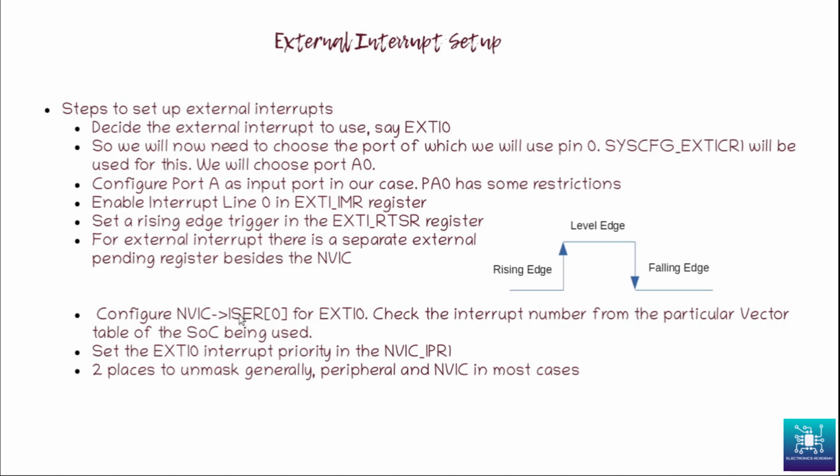There is actually a confusion that happens here, because setting line 0 here is bit 0, but here it is not bit 0. It is bit 6 in the ISER. Then we have to set the EXTI 0 interrupt priority in the NVIC priority register. And we are again repeating it, saying that there are two places to unmask the interrupt. One is in the peripheral, in this case the EXTI circuit, and the other one is the NVIC.